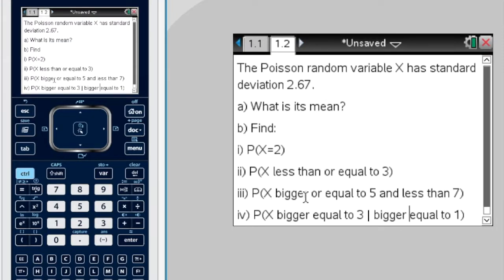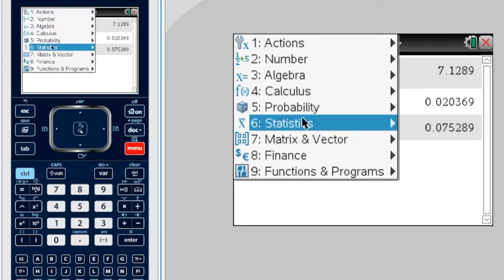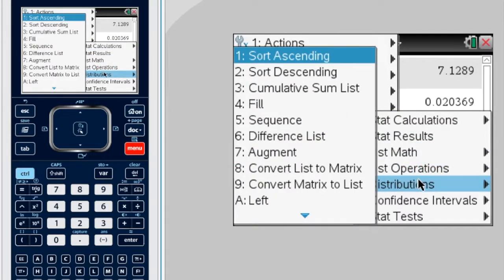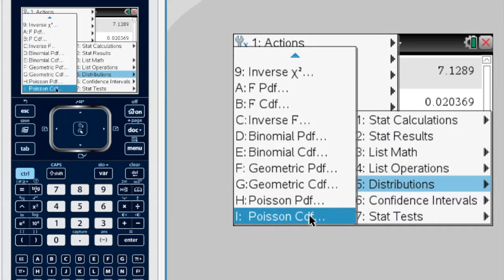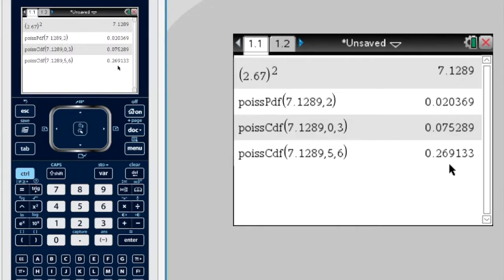Now for bigger or equal to 5 and less than 7, the next one, we go menu, statistics, distributions, Poisson CDF. Again, same mean. The lower bound now is 5 because it was bigger or equal to 5. The upper bound is actually 6 because it's less than 7, so I don't actually want 7. I want the one below it, which is 6. Press OK, and there's my new probability.